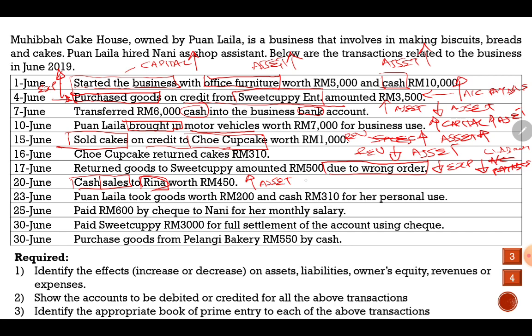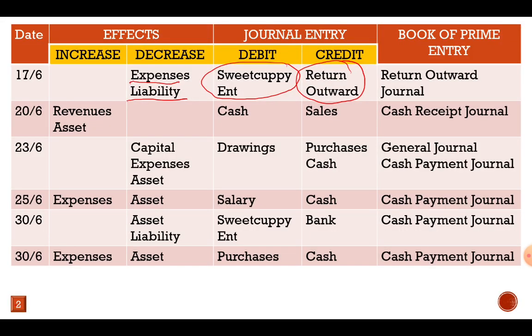Revenue as well, increase. Increase in revenue. Rina? Rina tak perlu record. Sebab apa? Sebab kita dah dapat cash. Duit dah dapat. Okay. So, debit, increase in asset. Increase in revenue. Debit cash, credit sales.